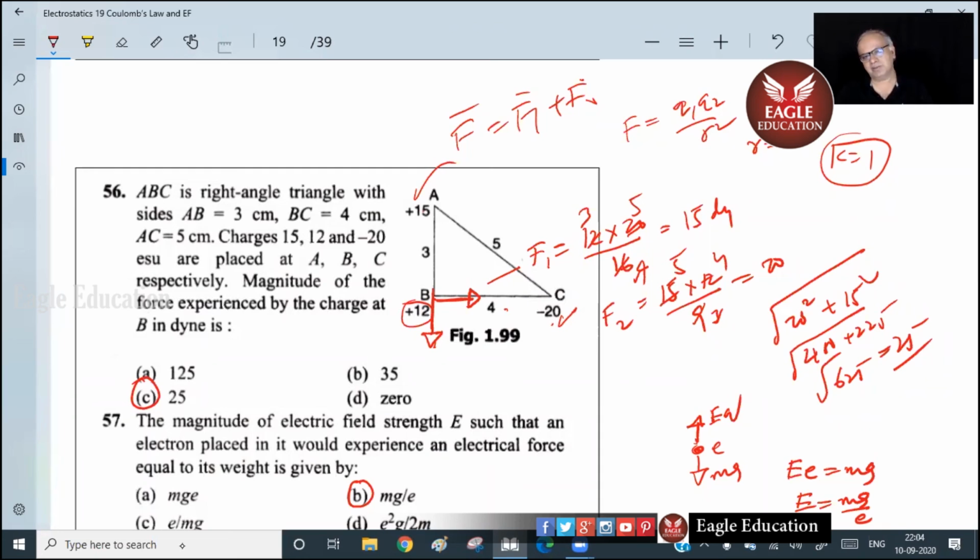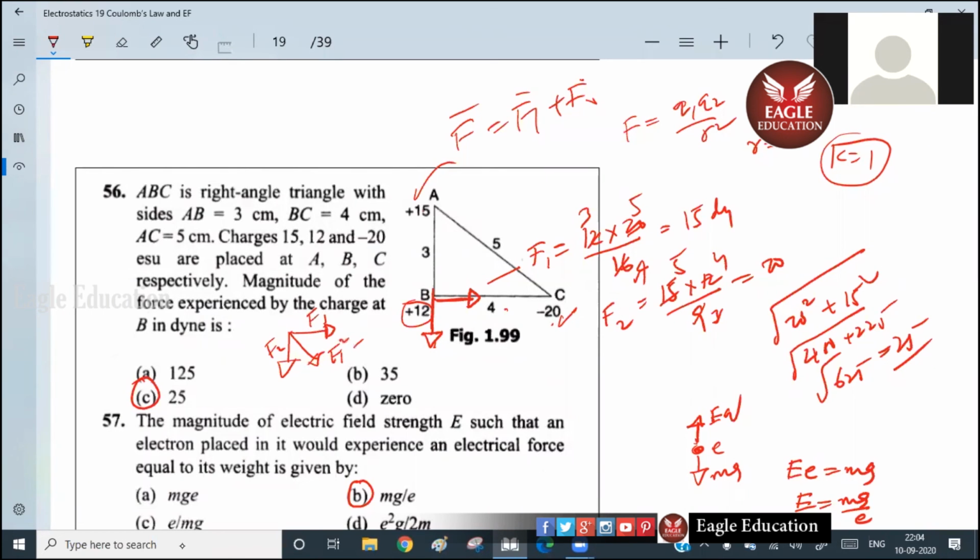What BCAC are you saying? Is it physics or something? Force is experienced by whom? The question is, find the force on the charge at B. Charge at B is how much? Plus 12. Sir, why did you do the square root of 20 square plus 15 square, sir? Great. Then two forces are acting in a perpendicular direction. What will you do to find out the net force? Okay. Sorry, sir. Understood, sir.